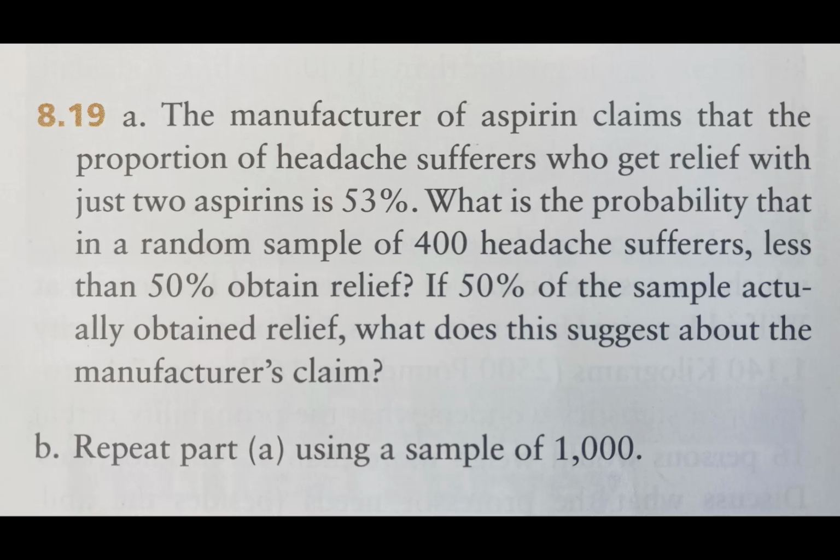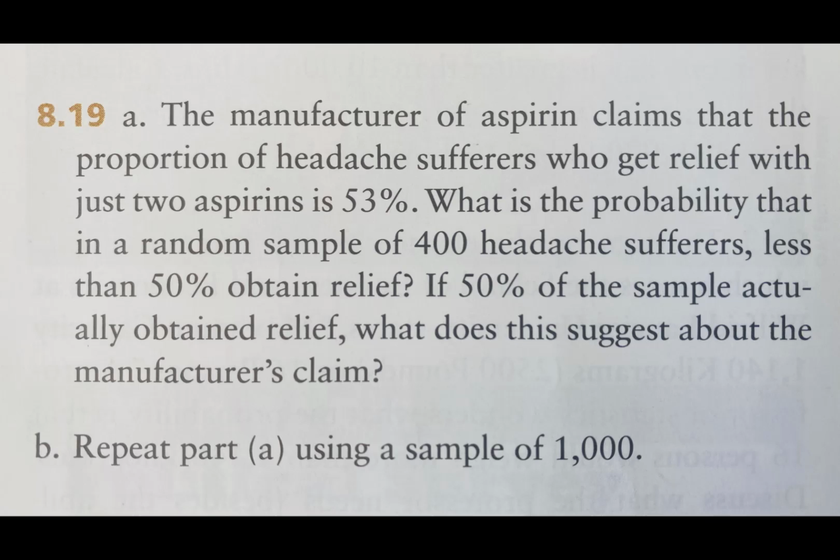Here is a question. The manufacturer of aspirin claims that the proportion of headache sufferers who get relief with just 2 aspirins is 53%. What is the probability that in a random sample of 400 headache sufferers, less than 50% obtain relief? If 50% of the sample actually obtain relief, what does this suggest about the manufacturer's claim? And then in part B, it is asking to repeat part A using a sample of 1000. So how does the result change if our sample size is 1000 instead of only 400?